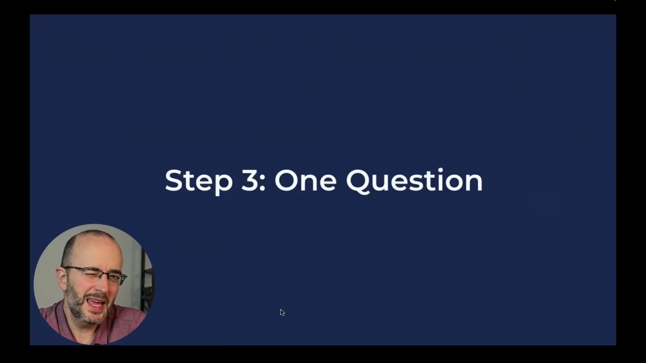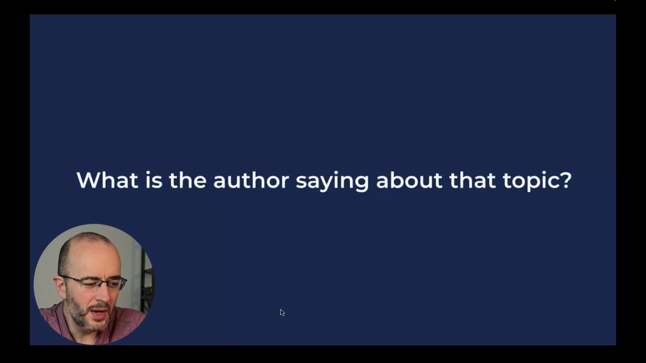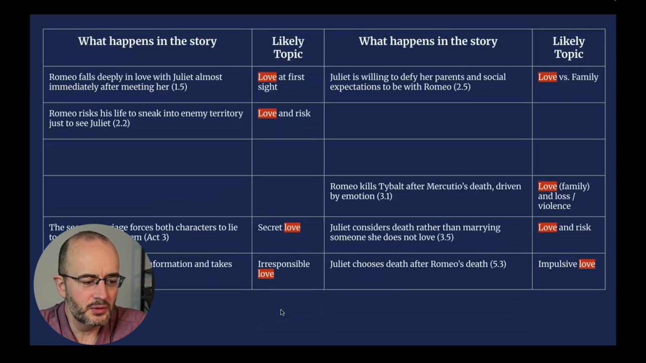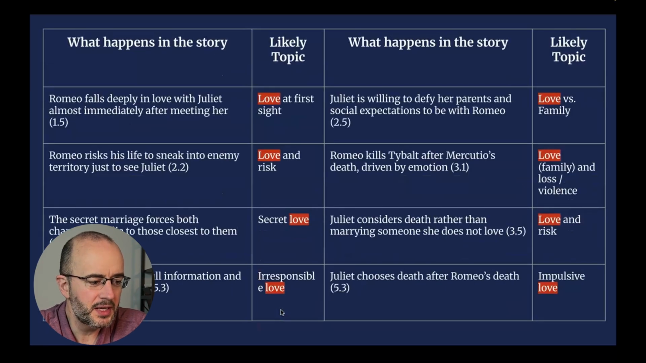So step 3 is really answering one question, and it's one question that can be used for any story, which is, well, what is the author ultimately saying about that topic? So if we go back to my likely topics, we found love. Let's get rid of the ones that don't deal with love. We're left with these right here.